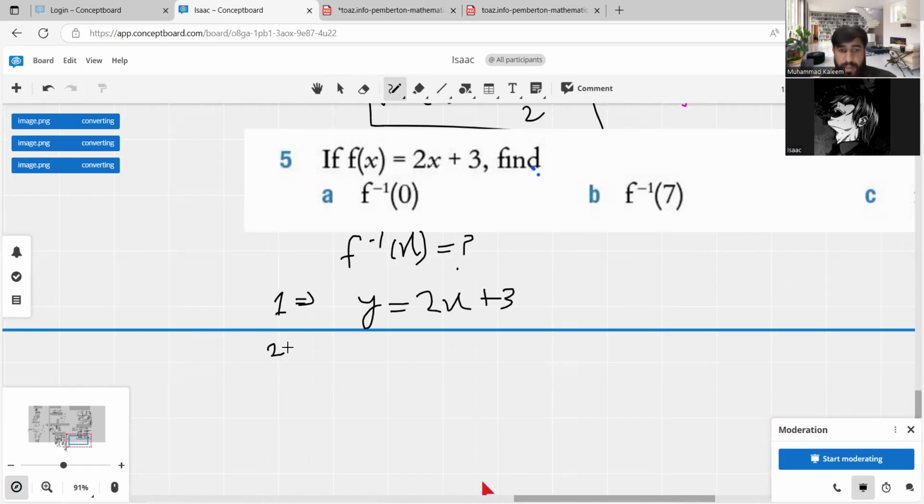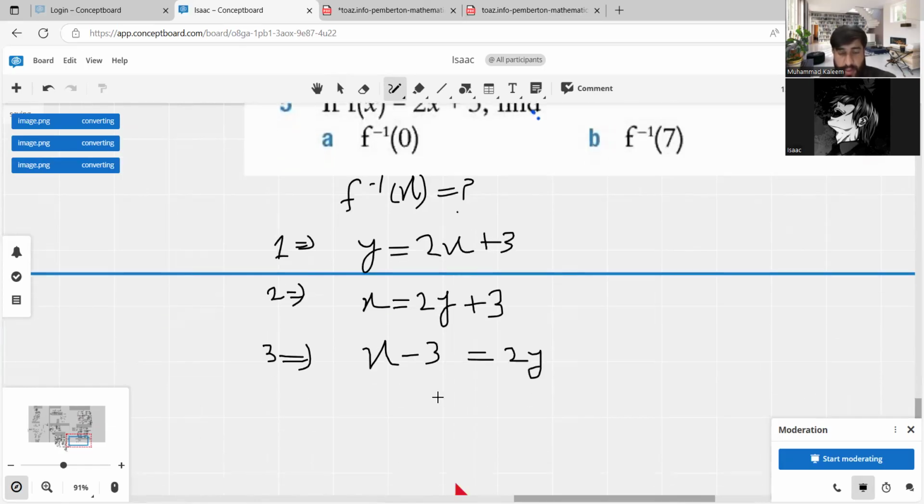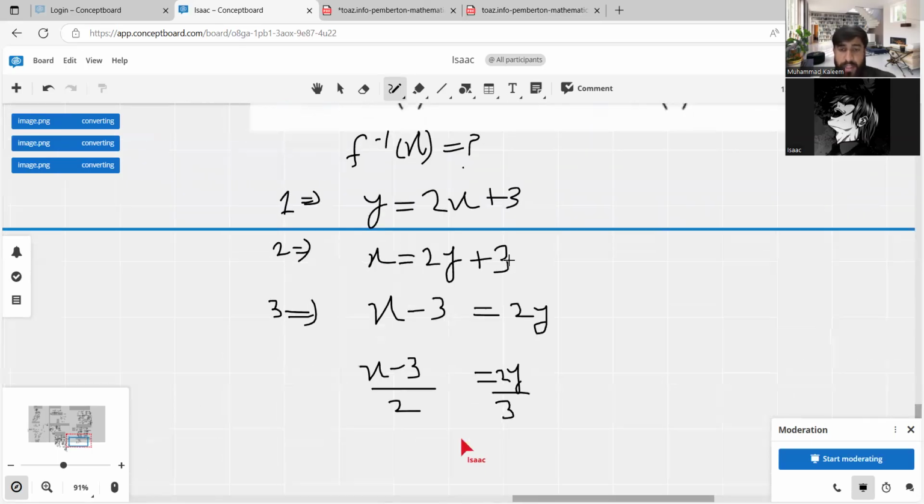And the second step is swap x and y, so x equals 2y plus 3. Third step is solve for y, and then you can say y is equal to x minus 3 over 2. Even in subtraction, how do I get this negative 3? I take away 3 from both sides. Why am I taking away 3? Because my main target is to make y the subject, separate all alone.